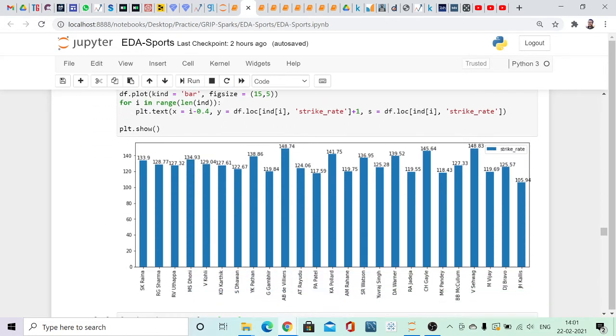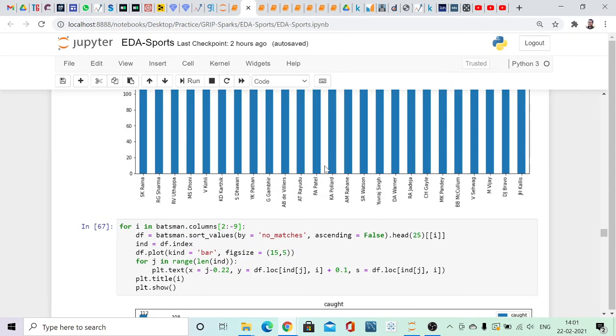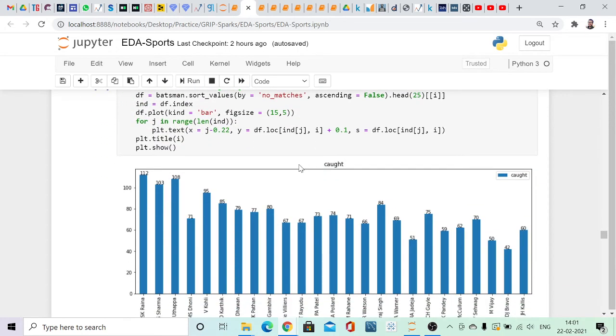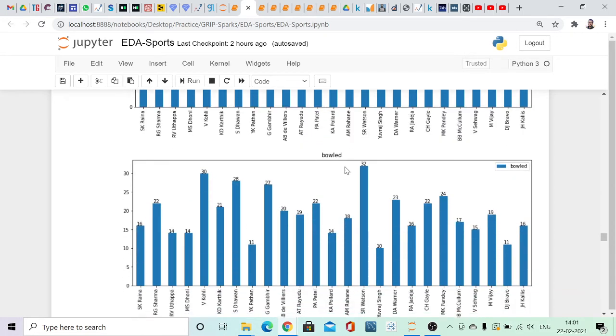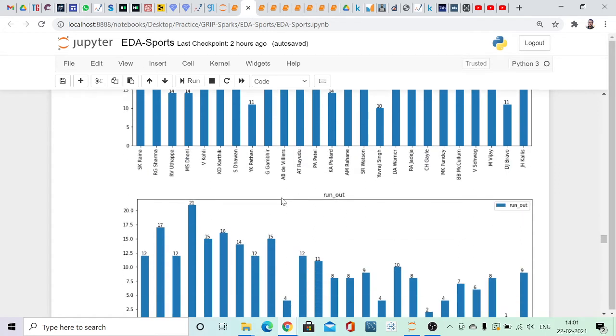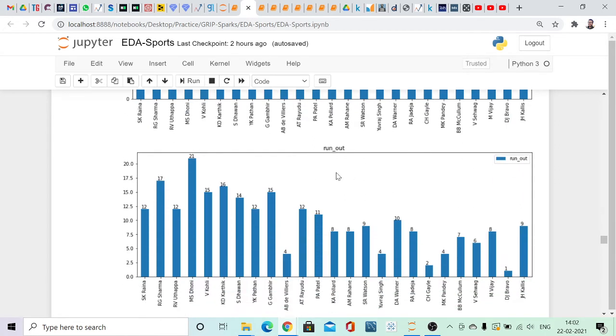For example, MS Dhoni has better average runs than Kohli. Now let's look at the strike rates of batsmen. We can see AB de Villiers, Chris Gayle and Virendra Sehwag have quite good strike rate. We can see the dismissal mode of different batsmen here, like whether they were caught, whether they were bowled, whether they were run out. Surprisingly, Dhoni has relatively higher runouts, maybe because he comes lower down the order, so to score quick runs he takes risky runs.